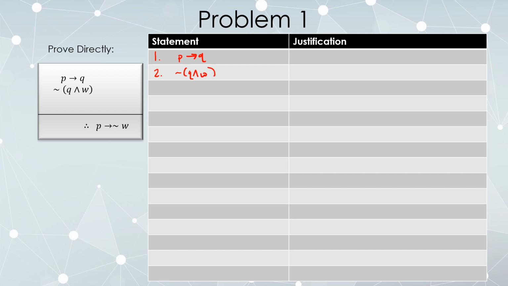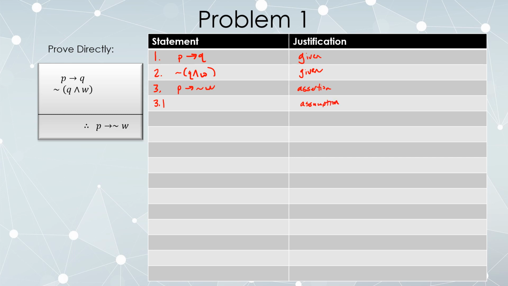I'm not saying there's no way to combine them, it's just not immediately obvious, but I'm going to go ahead and state the two givens. And then for line 3, I'm simply going to assert exactly what we are trying to prove. P implies not W. But we don't really have a good reason for this. That's why it's an assertion. So an assertion is going to be followed immediately by an assumption.